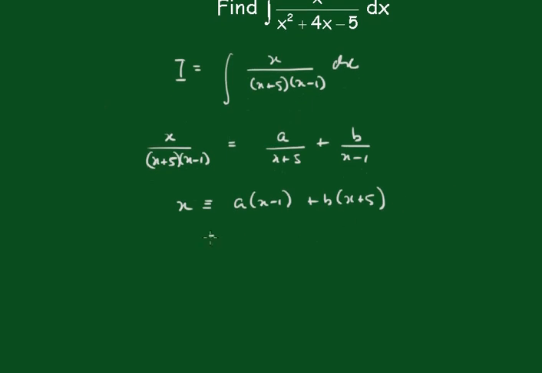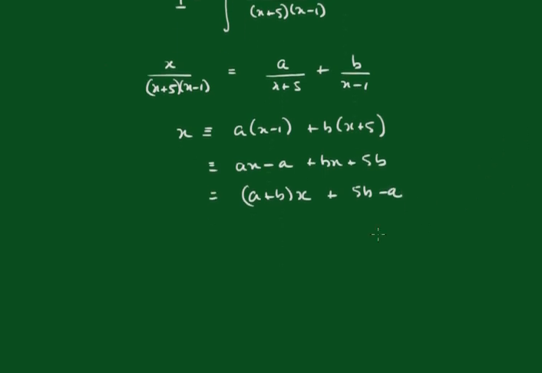Now removing those brackets, we get Ax minus A plus Bx plus 5B, and then regrouping, we'll have (A plus B) outside of x plus (5B minus A). Now equating coefficients, we get A plus B is equal to 1, and I'll call that equation 1. And I get that minus A plus 5B equals 0, because there's no constant term.